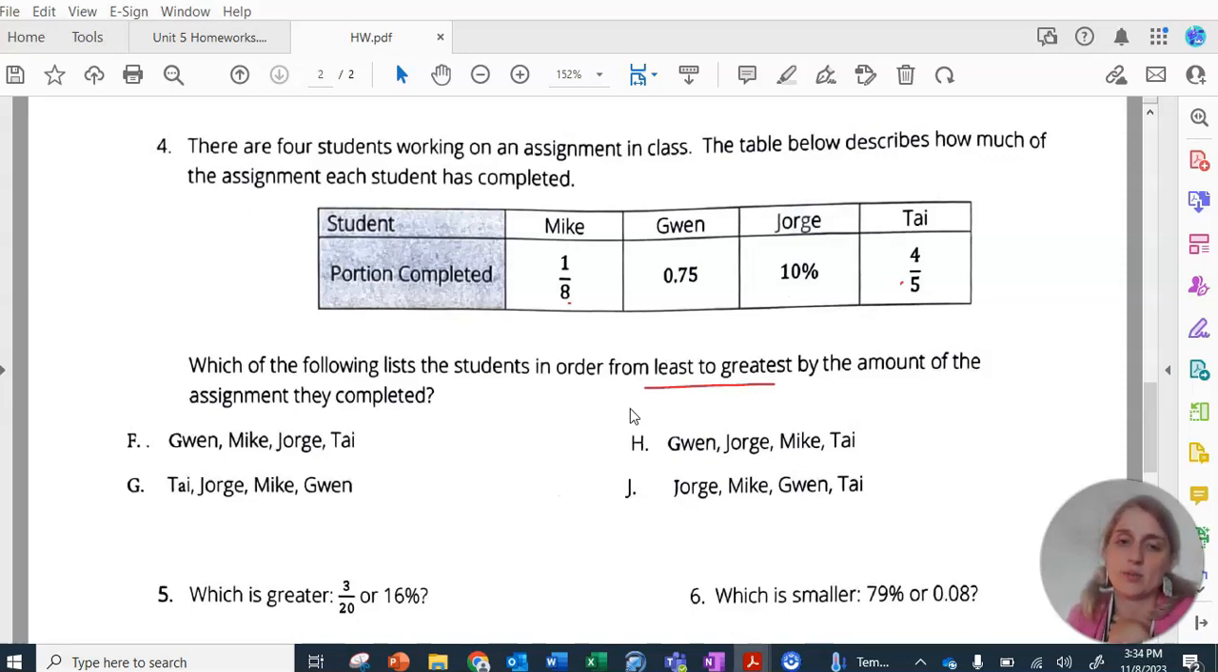And then you're looking for the number that's the smallest. That's the name that's going to go first. The number that's the biggest is the name that's going to go last.